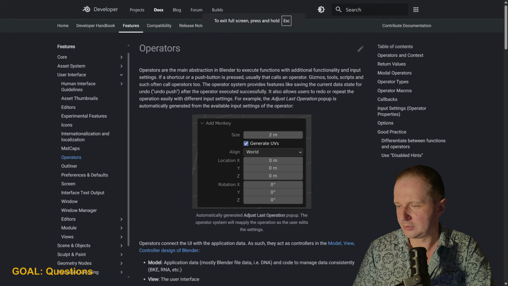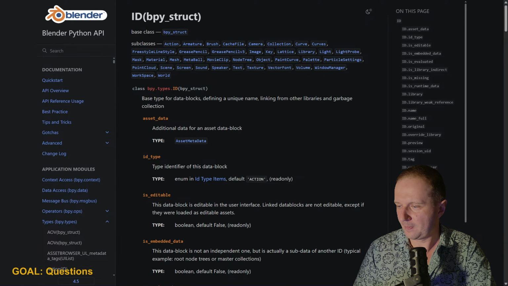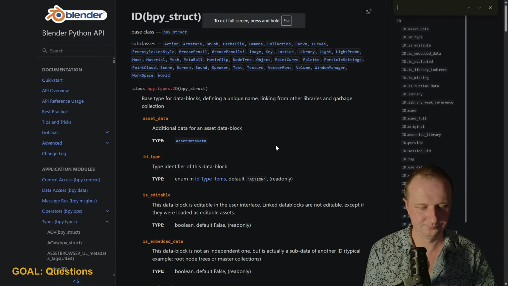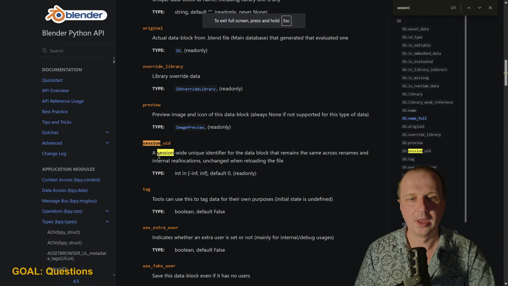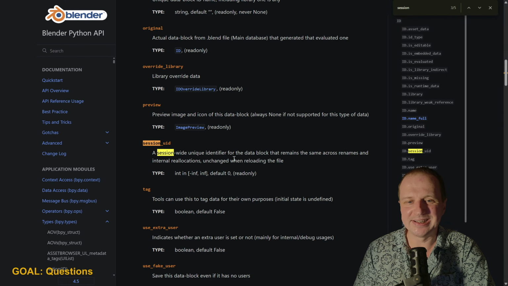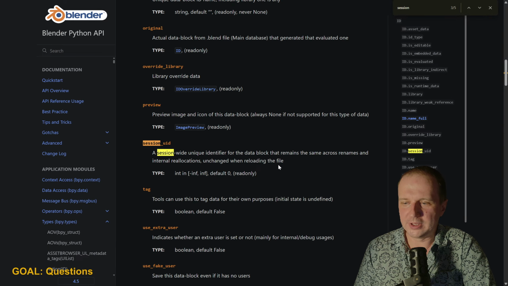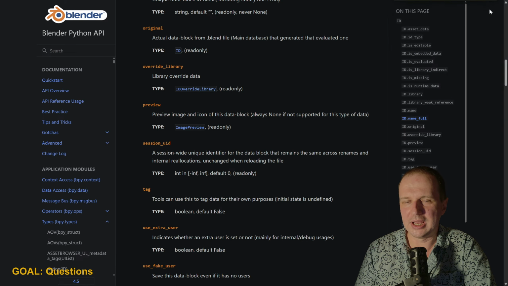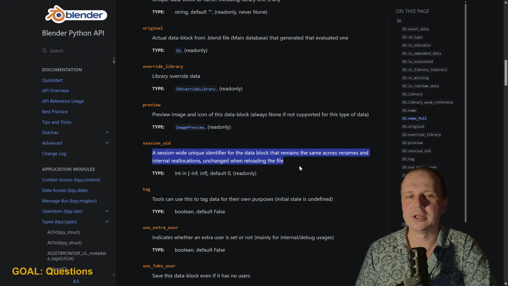It's the operators. Is it this one? Oh, yeah. A session-wide unique identifier for the data block that remains the same across renames and internal reallocations, though not when reloading the file.